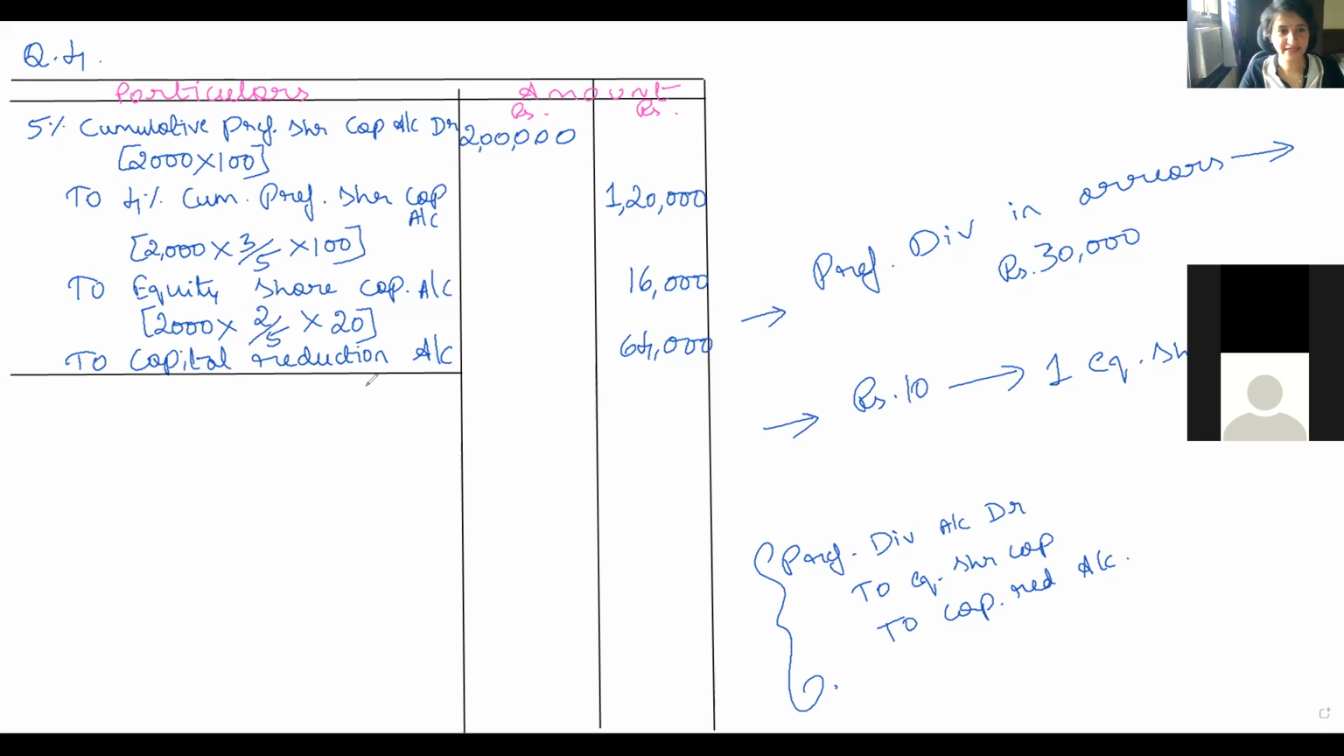Okay. शेल्डन बहुत टाइम के बाद आंसर कर रहा है. Preference share dividend account debit to equity share capital account. This is what Sheldon is giving me. Okay, this is what Sheldon had given me the answer. Any other answers?